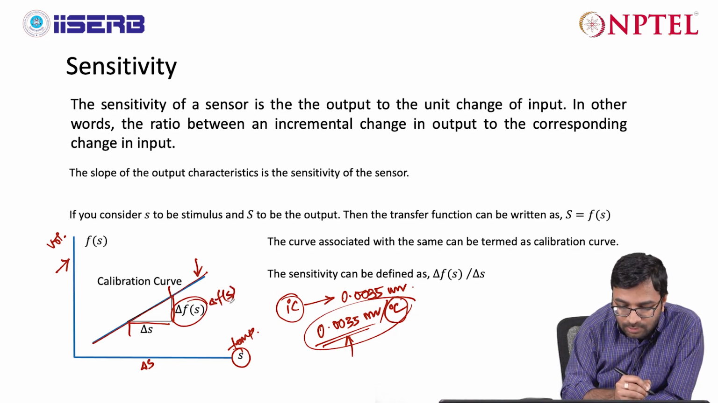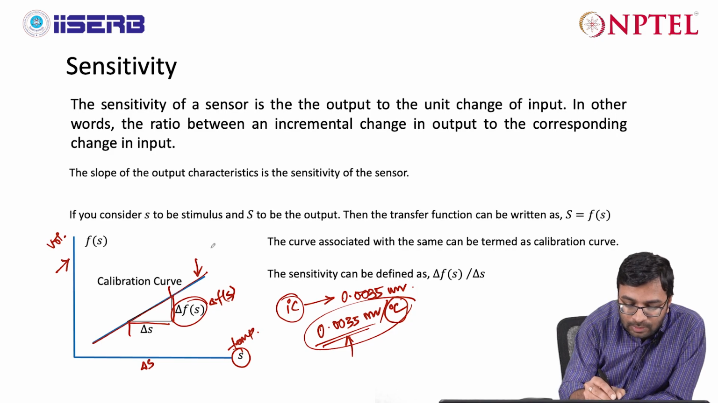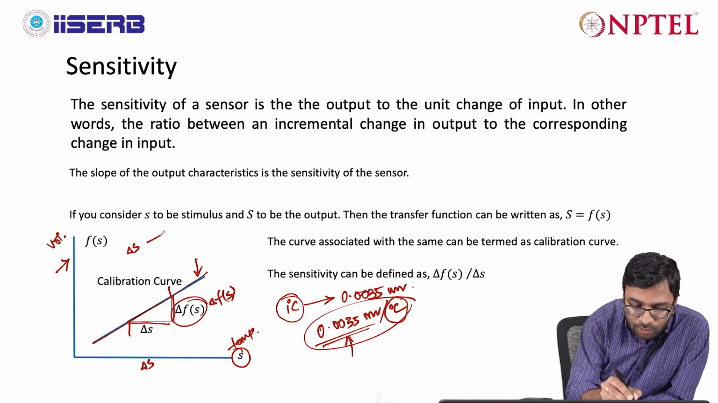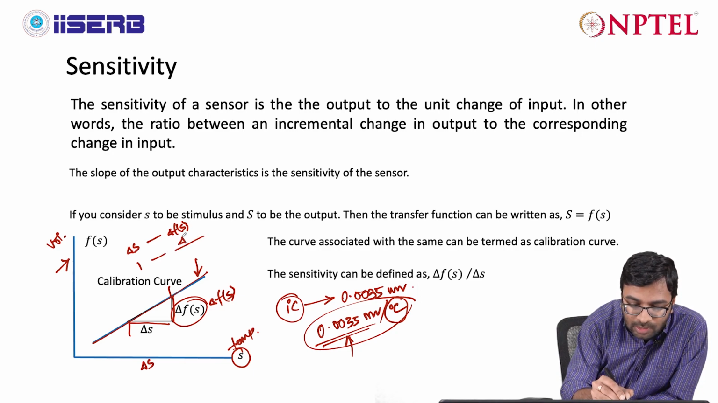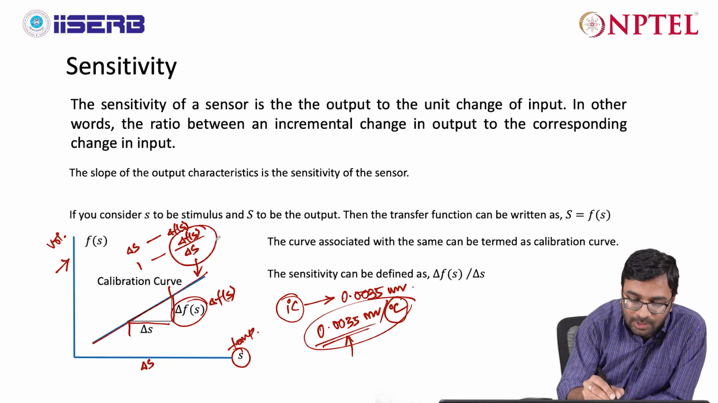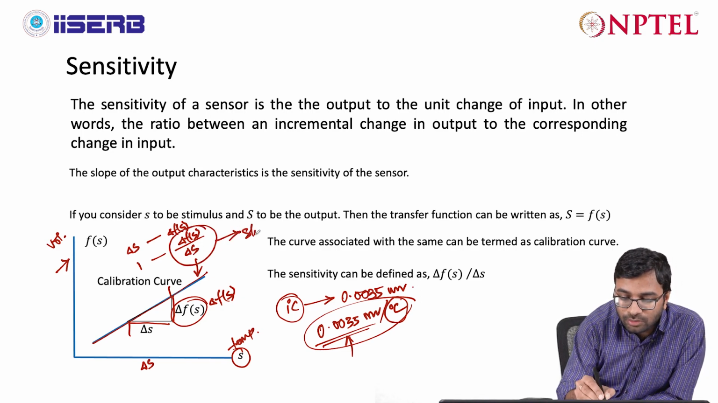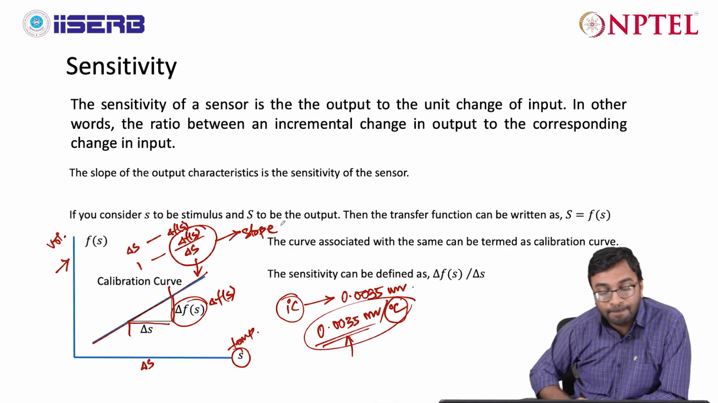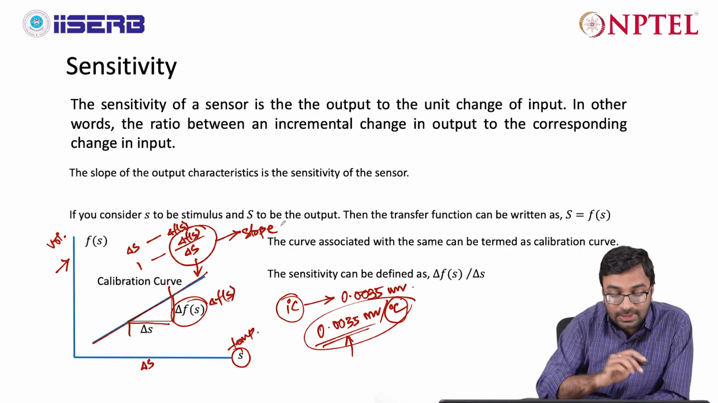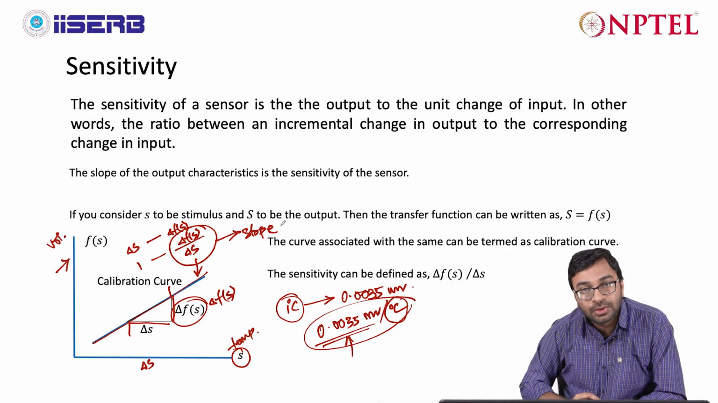So what is your sensitivity? For delta S, the output change is delta Fs. For one unit change, the output should be delta Fs by delta S, which is nothing but your slope. So this is something which defines the sensitivity of your system.